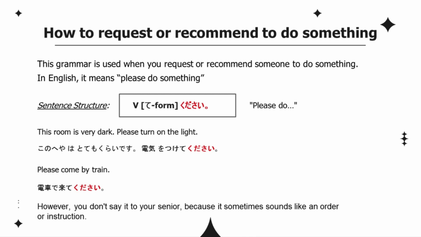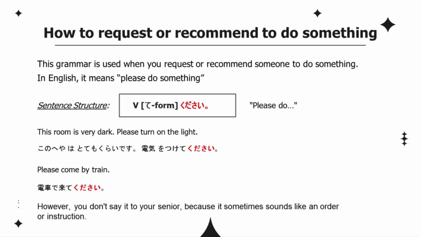1. How to request someone to do something. Making requests in any language requires you to be formal and respectful towards others. We use the word please in English to signify a request, but how do we do it in Japanese? Let's learn about it. Formation.